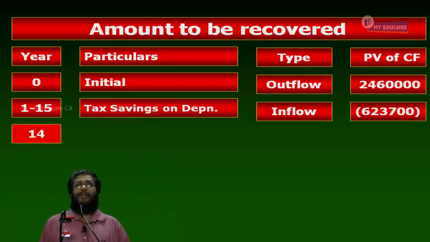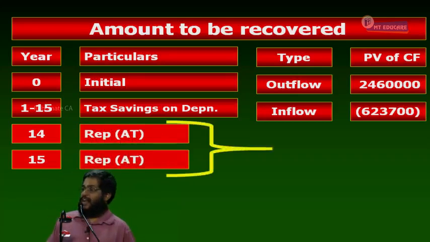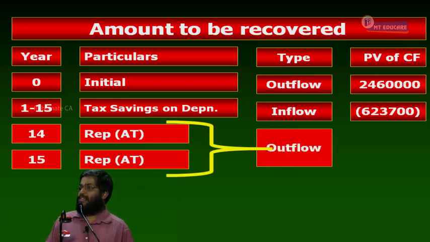6,23,700. Next, year 14 and year 15. Can you guess what is happening in year 14 and year 15? It is repairs after tax. Tell me, is repairs after tax an inflow or outflow? It is an outflow.